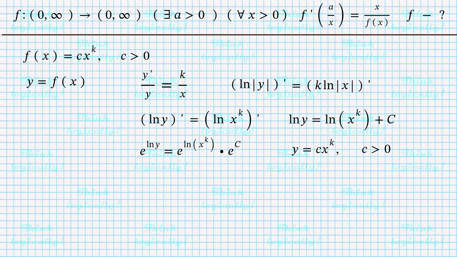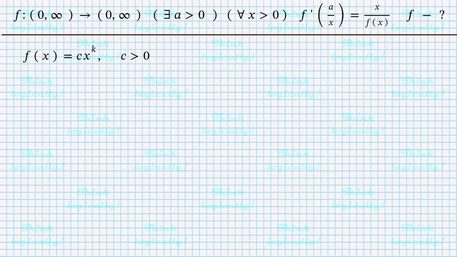This condition is necessary but may be insufficient, as a positive a mentioned in the conditions is not guaranteed to exist. Let's see for which values of c and k the value of a can be found. So the first derivative of f is k times c times x to the power of k minus 1. And we can write the expression for f prime of a over x, which is the left-hand side of the equation we need to satisfy.